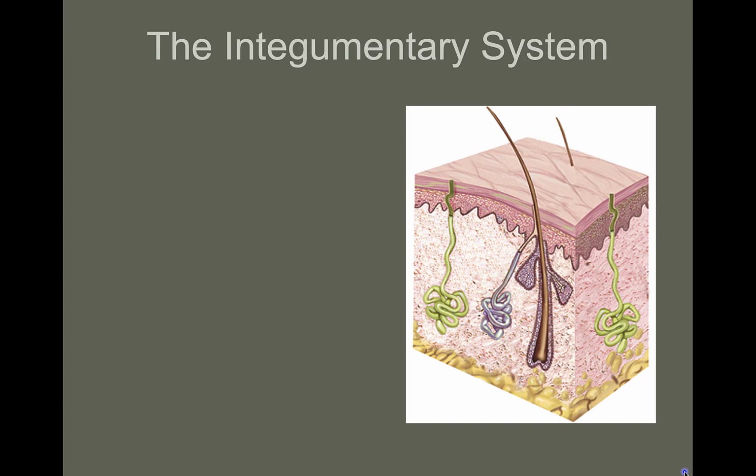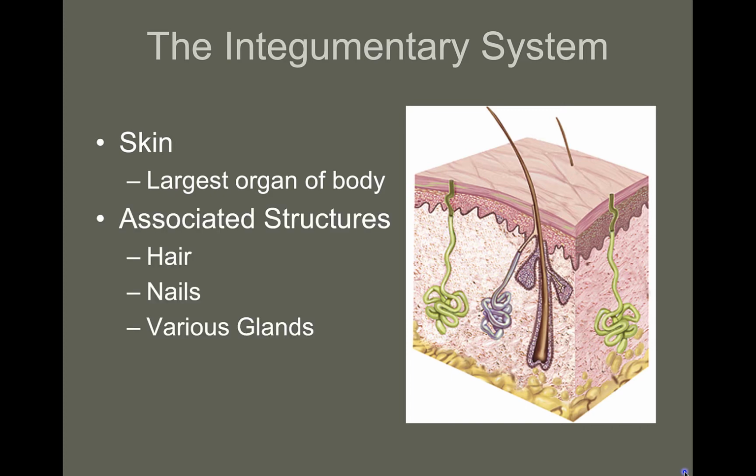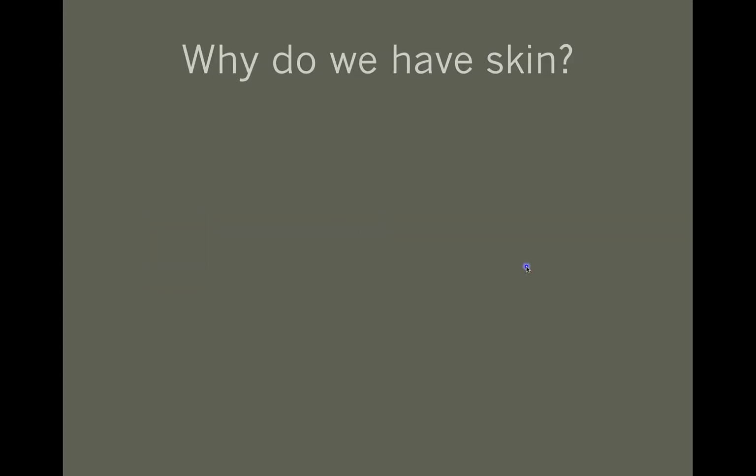All right, so let's start talking about some of the major structures in the integumentary system. Now, first and foremost, what do we know about our skin? Our skin is the largest organ of our body. And what we'll see is that associated with our skin, we have hair. As you can see over here on the right, we have some hair follicles and some hair sticking out. We have our nails, and then we're going to be talking about these different types of glands that you can see here in purple and green, and also connected directly to our hair follicle there.